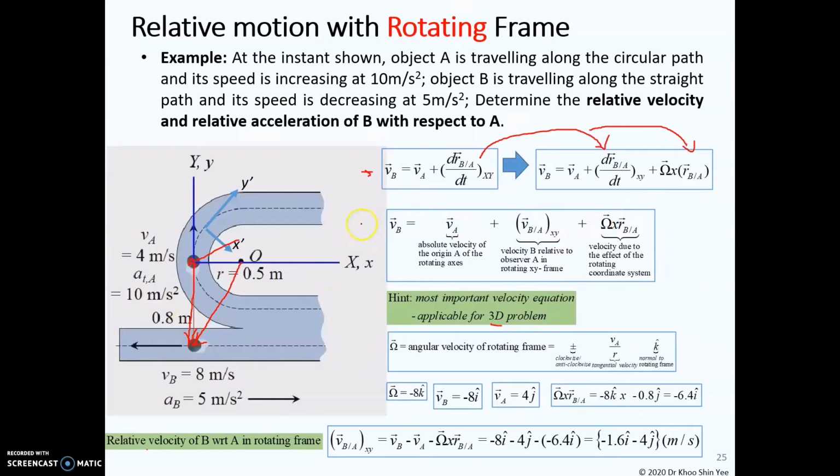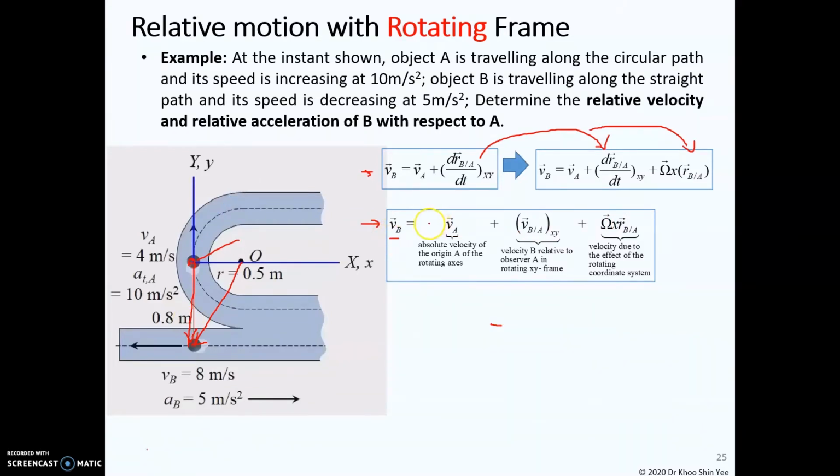In simple terms, bear in mind, to find the absolute velocity, VB is equal to absolute velocity VA plus the relative velocity VB/A in the bracket of xy to indicate the observer A is in a rotating frame, and lastly you need to add the rotating effect.